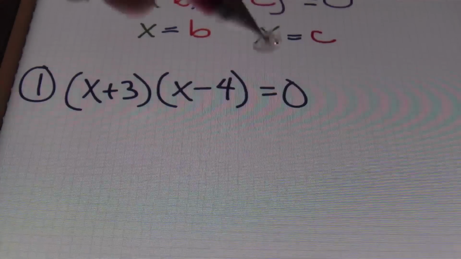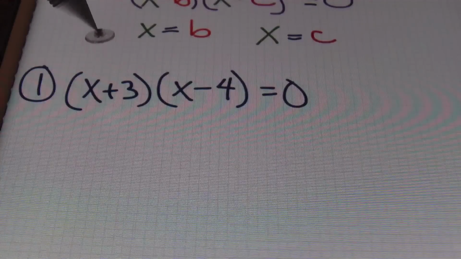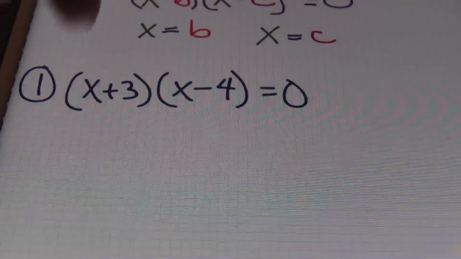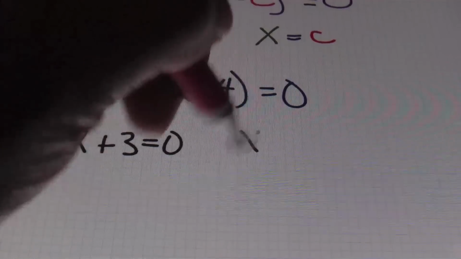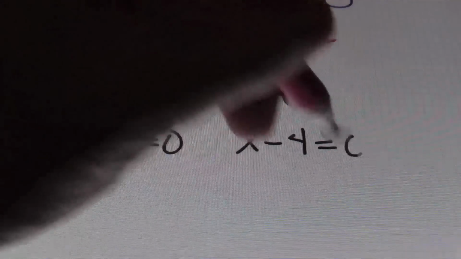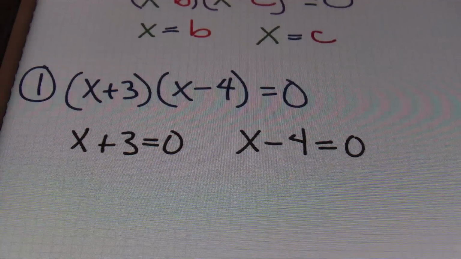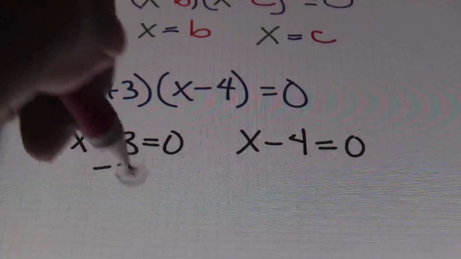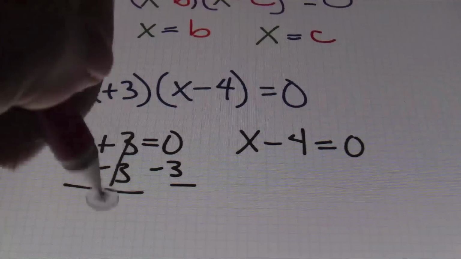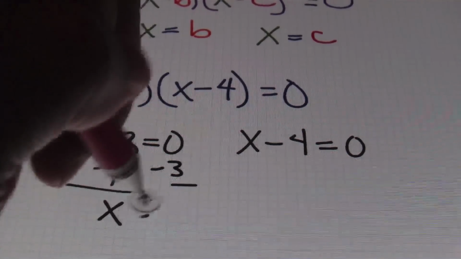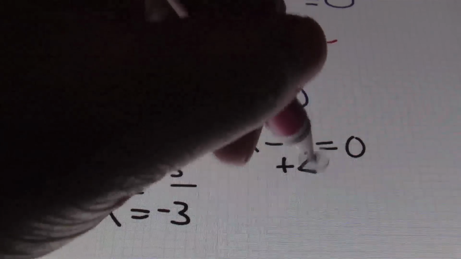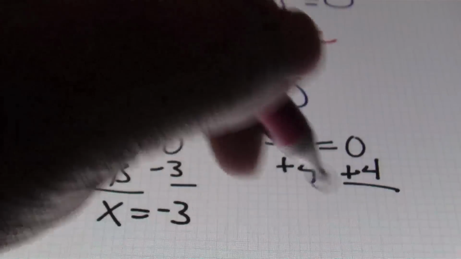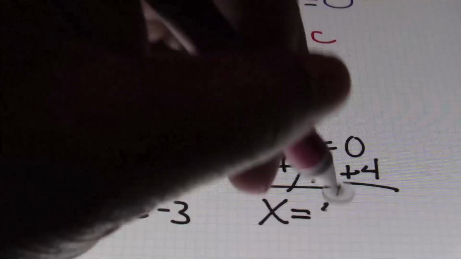Once it's factored and set equal to 0, all you need to do is set each factor equal to 0. So I'll have it rewritten as x plus 3 equals 0 and x minus 4 equals 0. And then you just solve for each equation. In the first equation, I'll be subtracting 3 from both sides, which gives me x equals negative 3. In the second equation, I'll be adding 4 to both sides of the equal sign, and this gives me x equals positive 4.